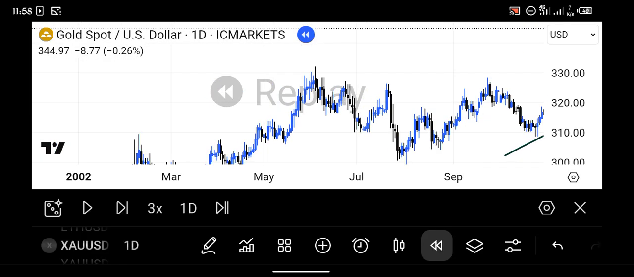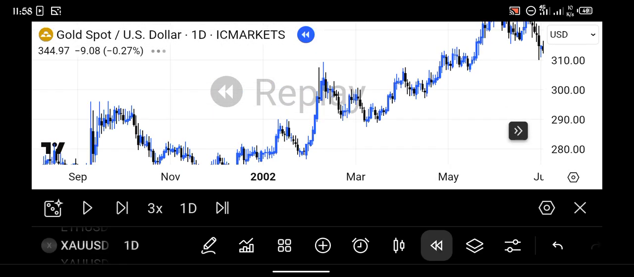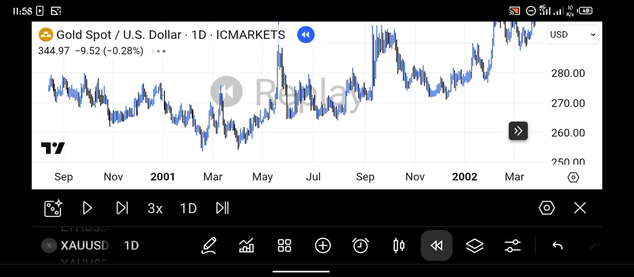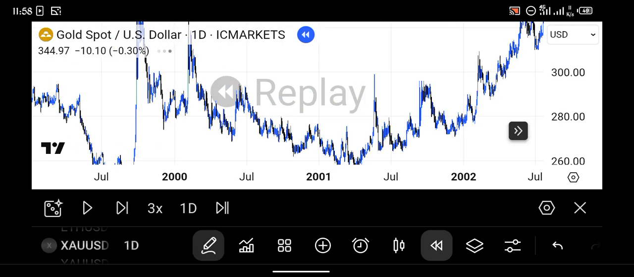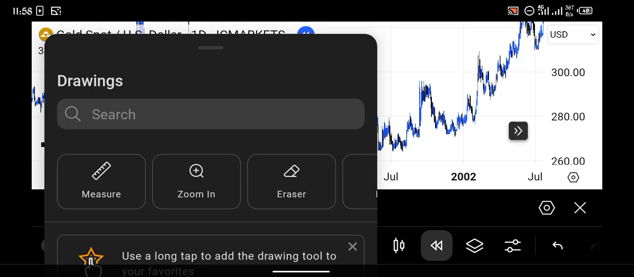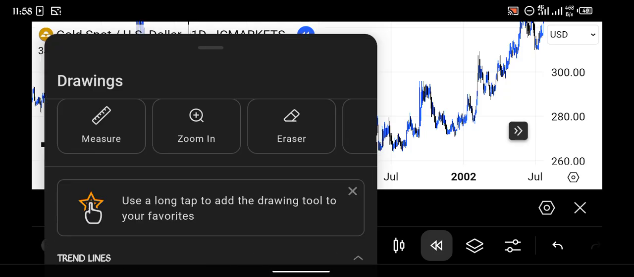So to mark a downtrend, okay, you can see from here now. That is, if you don't know which is an uptrend or downtrend, you can use this trend line and draw it in the direction.